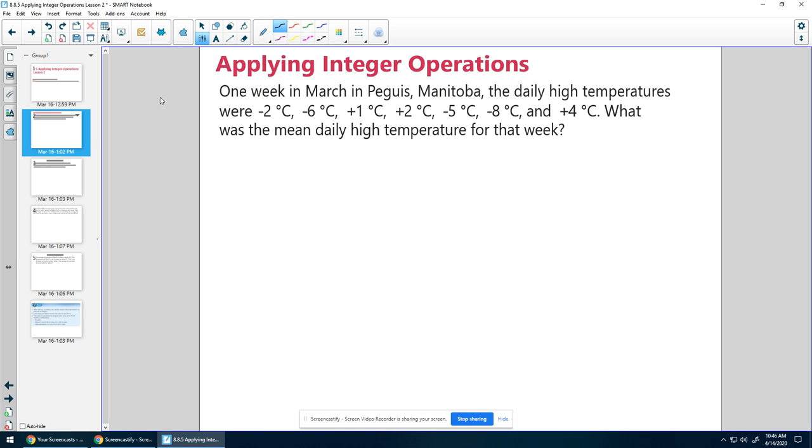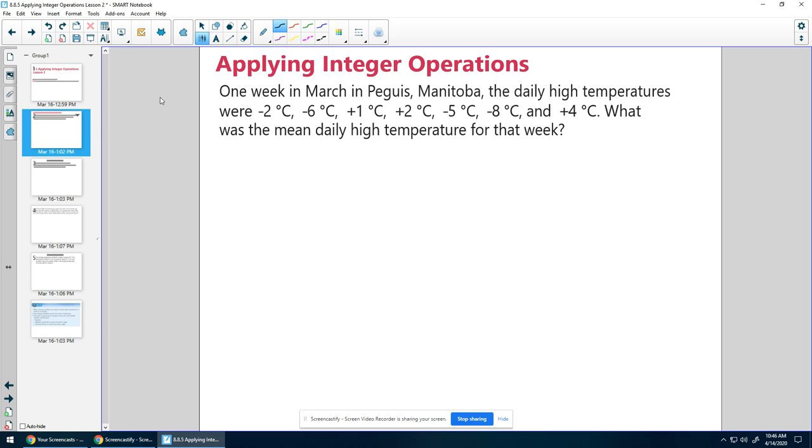One week in March in Pigwees, Manitoba, the daily high temperatures were -2, -6, +1, +2, -5, -8, and +4. What was the mean daily temperature for that week?